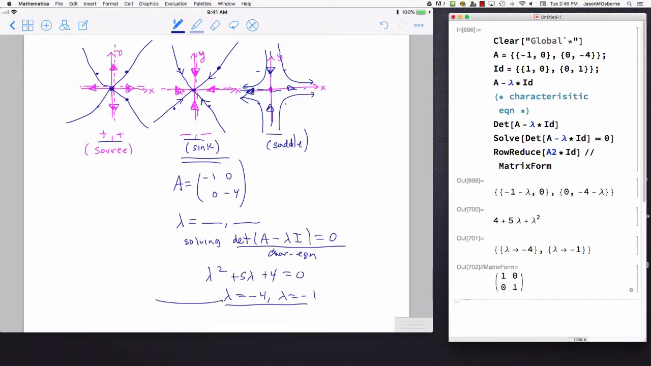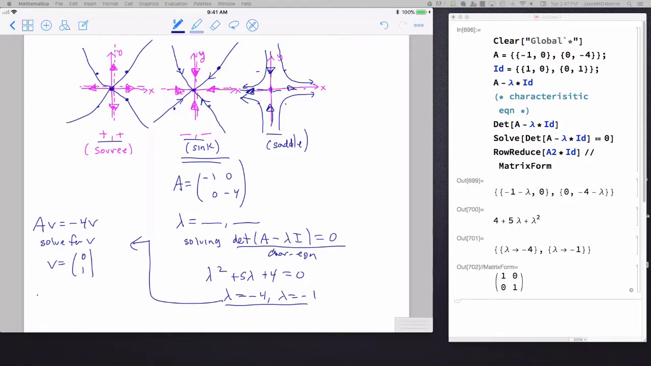Okay. Now you solve AV equals lambda V, putting lambda equal to one of the eigenvalues and solving for V. When you solve that system of equations, for the eigenvalue -4 the eigenvector came out to be the y-axis, (0, 1), and for the eigenvalue -1, solving for v, the eigenvector came out to be (1, 0), the x-axis.